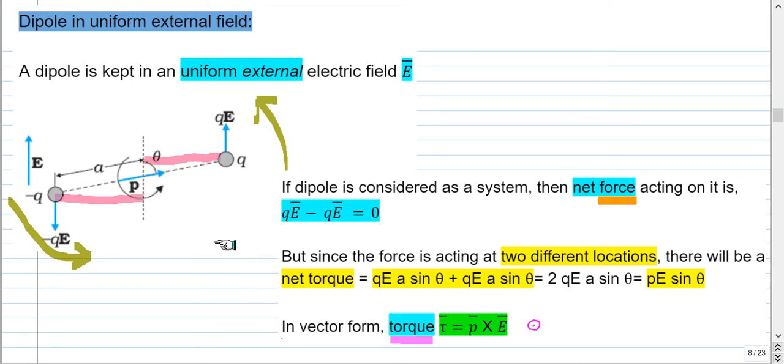The fingers will curl in the direction of the rotation, and the thumb will give the direction of the torque. And the direction of P cross E is also out of the plane of the paper. So the vector form of the torque is P cross E. So this is the formula for torque acting on a dipole placed in a uniform electric field.